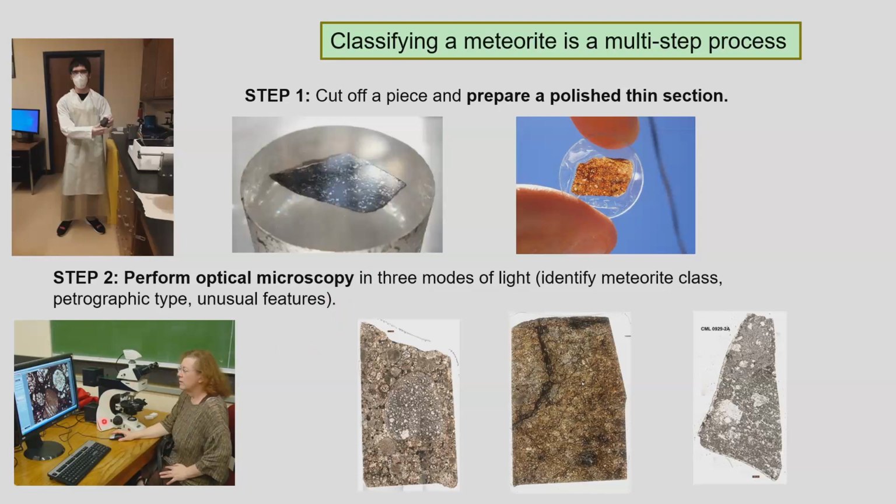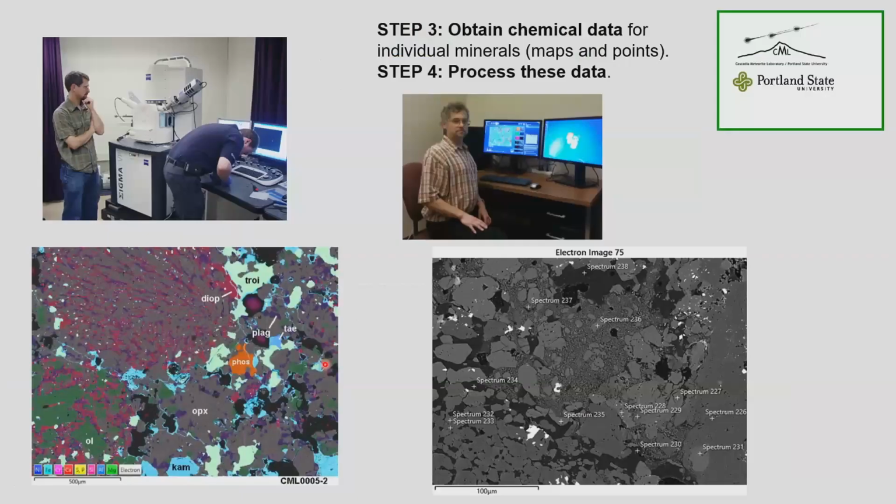So we have transmitted light where we use this petrographic microscope to pass light through the sample, and we can use it to identify different features in the meteorite, potentially what mineral phases might be in the rock. We can use it to identify sometimes what the meteorite class might be, and anything unusual about it that we can use for when we do later analysis, which is step 3, to obtain chemical data for the individual minerals.